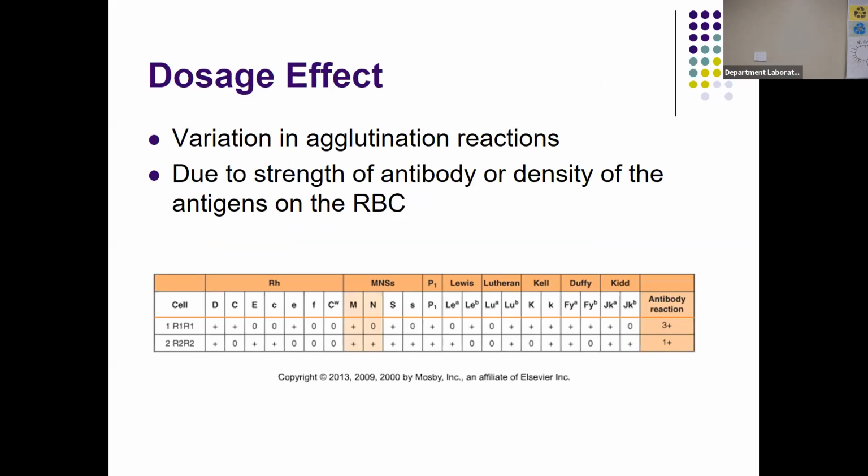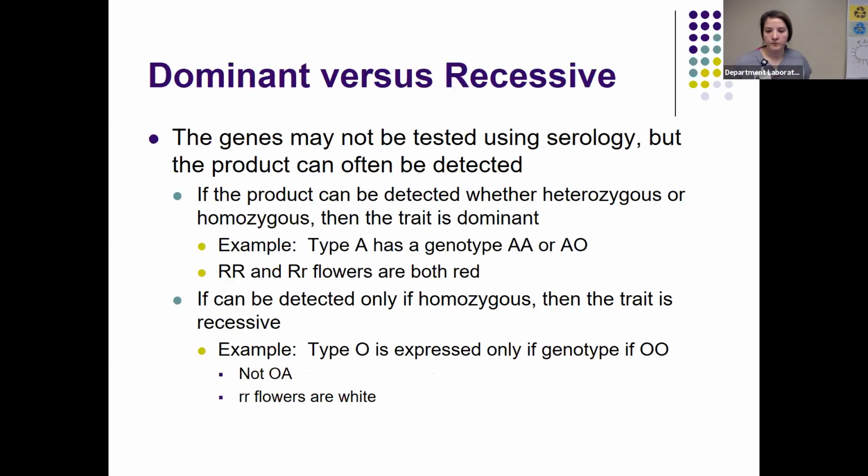We know that. And then all of your other big S and little s, Lewis A and Lewis B. Lewis A and Lewis B, you're either positive for one or the other, and you can be negative for both, but you cannot be positive for both. We'll talk about the Lewis family a little bit later. And then your KEL, your Duffy A, Duffy B, and JKA and JKB. Those are your haplotypes. They're inherited together.